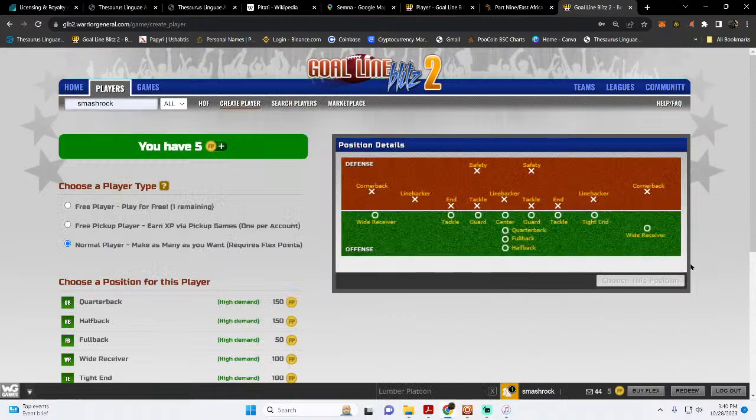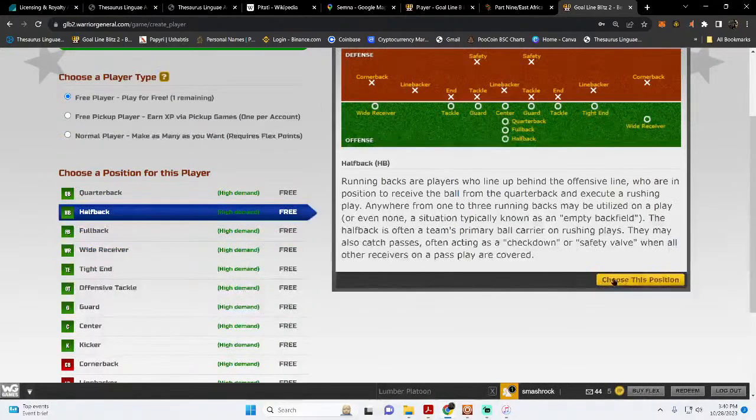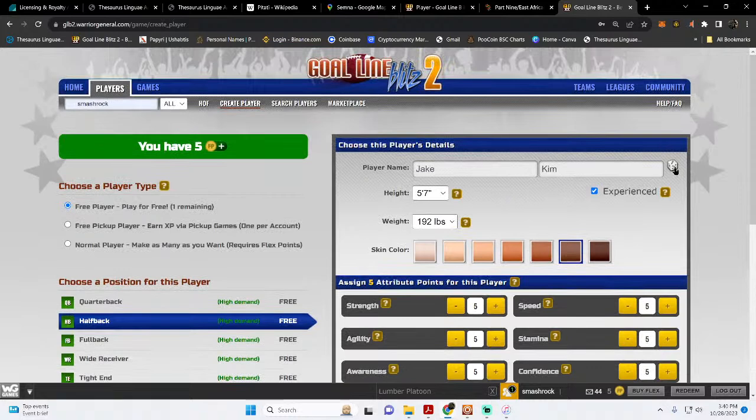Now, when you go to create a player, it looked like this. Your first player you can make for free. I still got a free player. I'm about to make one. Say you wanted to make a halfback. This all they show you. This how the game's so raw. You got to spend time.